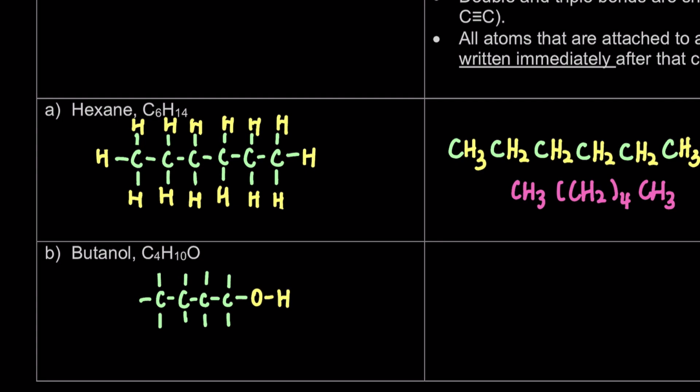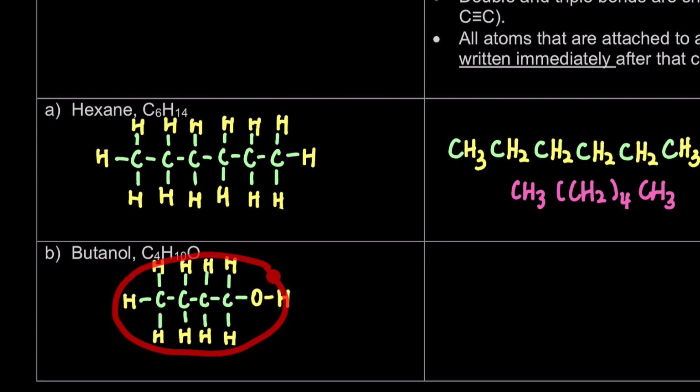For the case of expanded structure, we have to show each of the single bonds. So you can't draw it as COH, it's not accepted. The single bond between oxygen and hydrogen must be drawn as well. The rest of the bonds must be bonded to hydrogen. So this is for the case of butanol expanded structure.